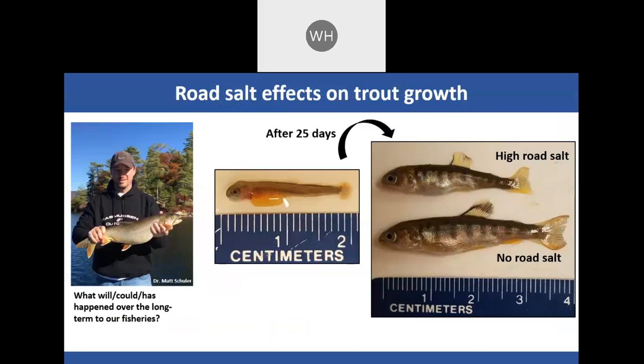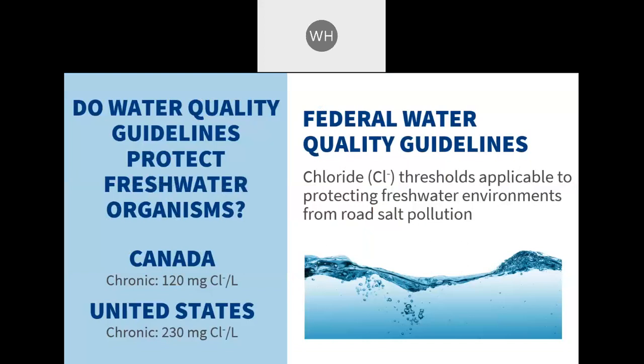So when you hit things with road salt during specific life stages, they don't have the kidney function, the gill function that older, developed fish do. And so that can trigger a decline in their growth rates. And really, what could happen over the long term to our fisheries is one of the questions we're trying to ask about this.